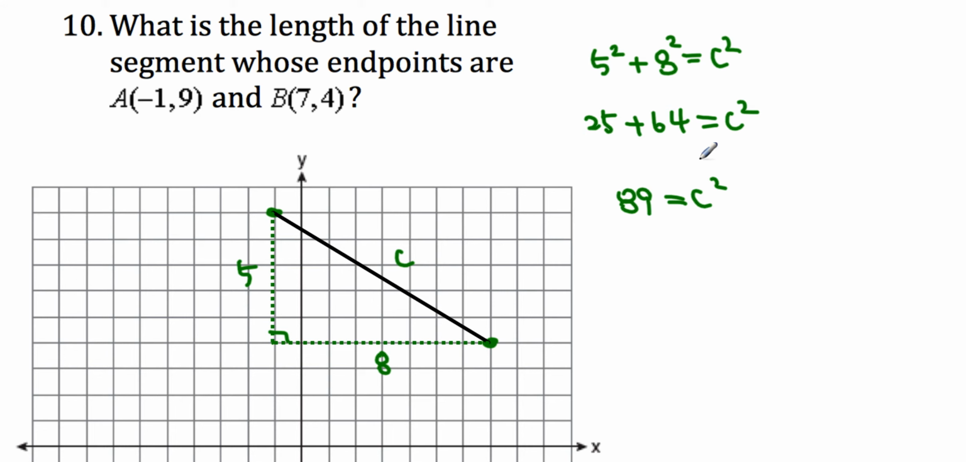Then of course I can take the square root on both sides. Then C must be equal to square root of 89. And that's it. Or if you want to calculate this one into the calculator and put this one into the decimal form, then that's perfectly fine as well. I believe it becomes around 9.4.